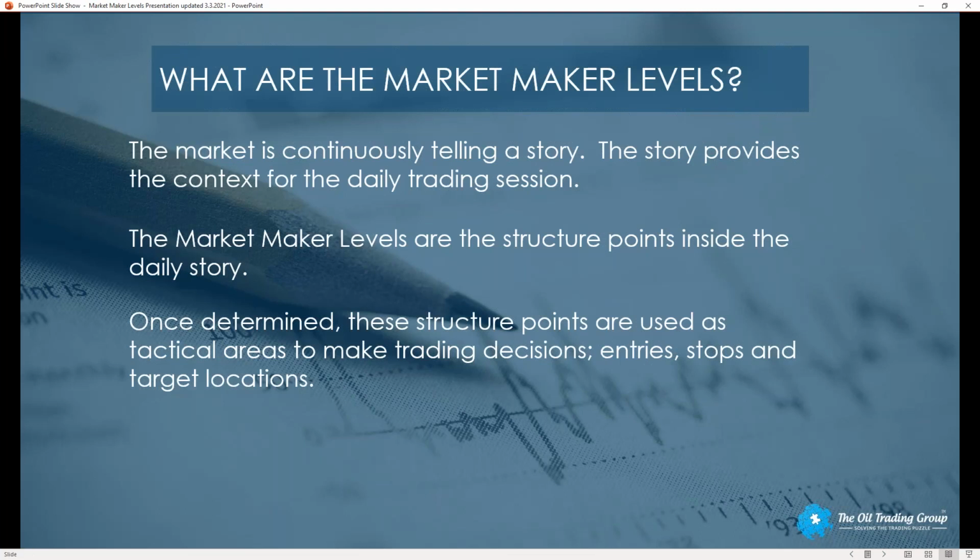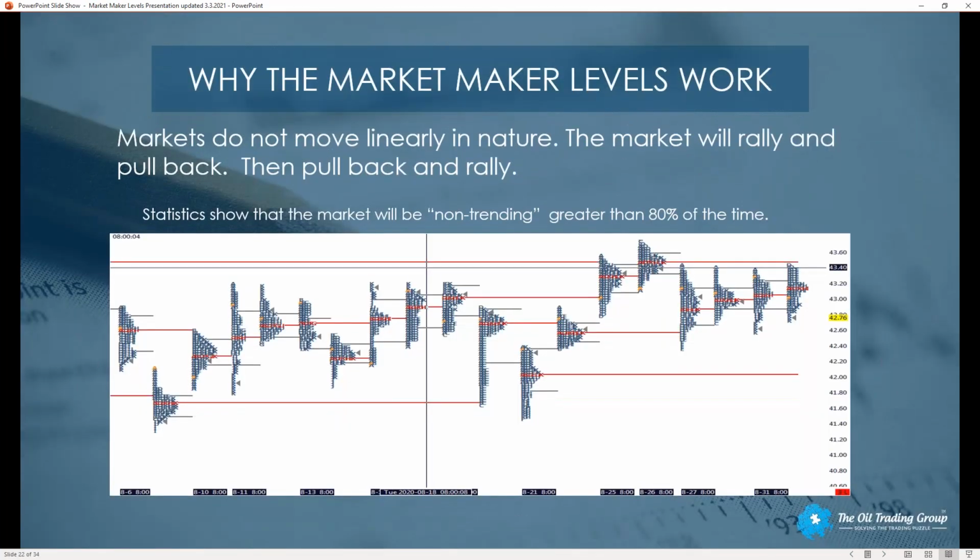So why do these levels work, right? I could flip you the keys to the car and you could turn on the ignition and put the car in drive and drive down the street without actually understanding the mechanics of the internal combustion engine. But I believe that it's important that you understand why these levels work, right?